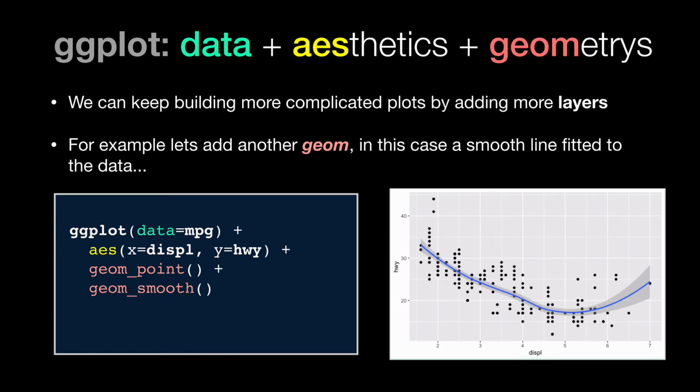So what I'm going to do, for example, here is let's add another layer, another geom layer in this case, for a smooth line that'll be fitted to our data. And I'm adding that with the plus sign again at the end of the line, the previous line. That's important, where we put our plus symbols not at the start of the new line, but at the end of the old line. And we add our geom smooth, and we get this new geometry appearing in our plot.